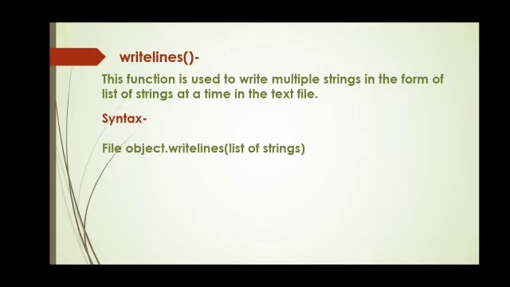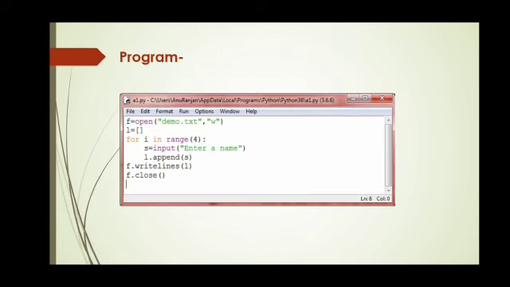File object dot writelines, and then within brackets we provide a list. That list contains the set of strings. File object is the file handle and list of strings is the simple list that is containing different strings. Okay. Now let us see the effect of this function. Now I am using the same program. Same file is there, demo.txt. W mode I am using.